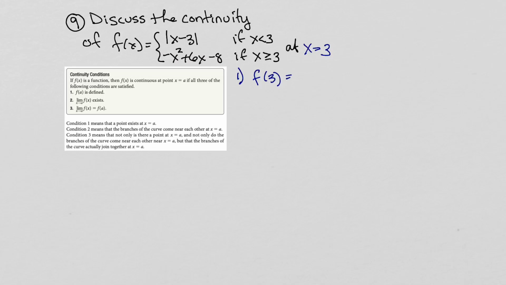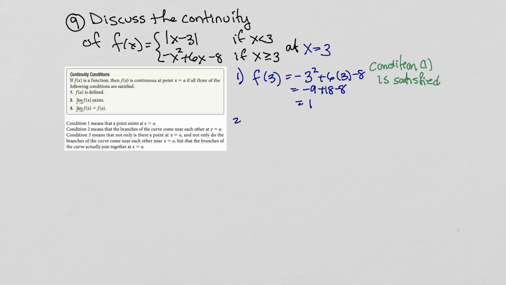We're going to write this as negative 3 squared plus 6 times 3 minus 8. And be careful here, negative 3 squared, we're squaring the 3. We'll get negative 9 plus 18 minus 8, and this comes out to 1. So condition 1 is satisfied, and I'll write that over here. F of a is defined. In fact, f of 3 is equal to 1.